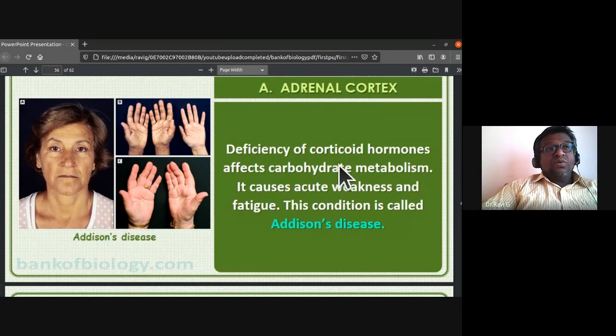You know about how they prevent amino acids from being transferred. That is also one of the important roles of the adrenal glucocorticoids of the adrenal cortex. Whenever there is a deficiency of corticoid hormones, it affects the carbohydrate metabolism, and it causes acute weakness and fatigue. So they become very tired. This condition is called Addison's disease.